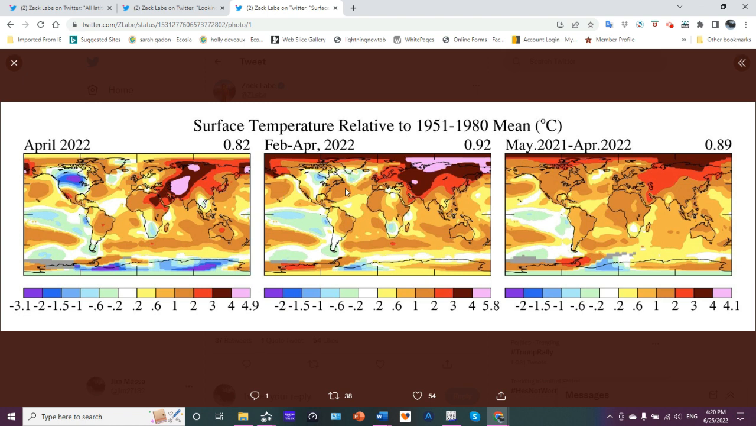Warm Pacific, warm Atlantic, warm Southern Oceans, warm Indian Ocean. Planet's warming. It's right here for us to see it. And then when you look at the 1 year period, again, we're still seeing the La Nina signal.